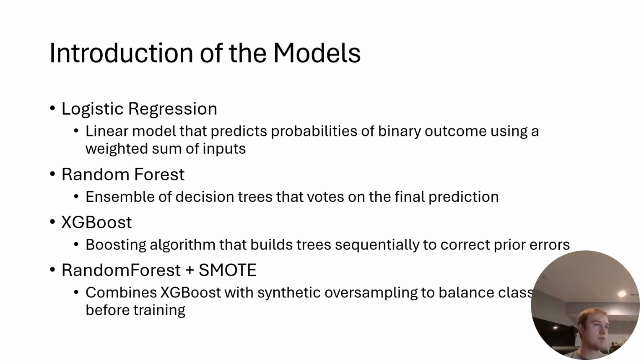A brief conceptual introduction to the models. A logistic regression is essentially a linear model that predicts probabilities of binary outcomes using a weighted sum of inputs. A random forest model is an ensemble of decision trees that votes on the final prediction. An XGBoost or gradient boost model is a boosting algorithm that builds trees sequentially to correct prior errors. And a random forest plus SMOTE model combines XGBoost with synthetic oversampling to balance classes before training.